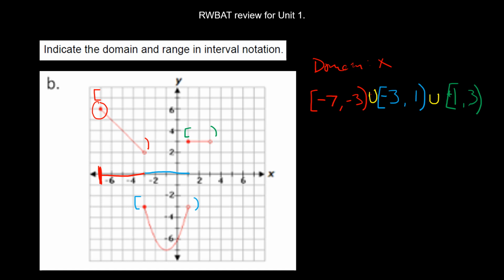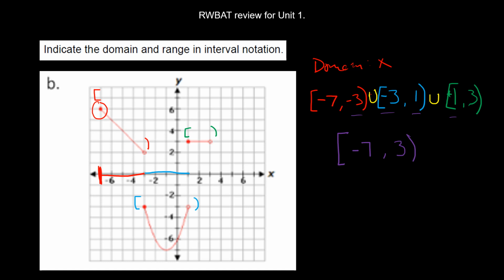So this is for the domain. Now, you could do this like that because we have all this jump discontinuity here. But really, and we'll discuss this when we talk more about piecewise functions, these little bridges that you see from -3 and here at our 1 values, we could really just write this from -7 to 3 as our domain. But don't let that confuse you. You can break it down into parts that will work for this lesson.